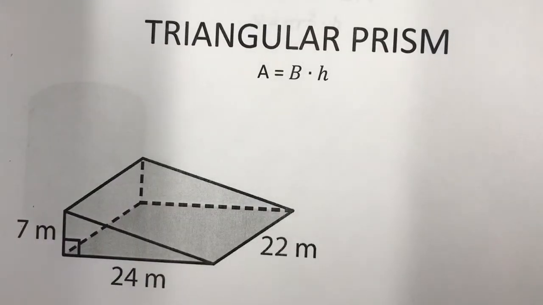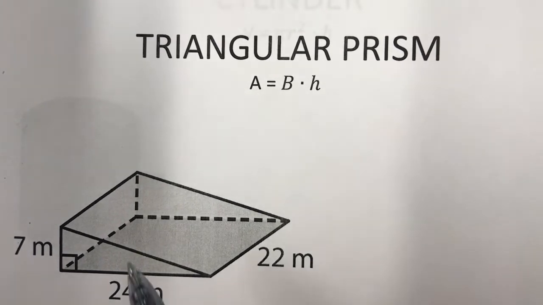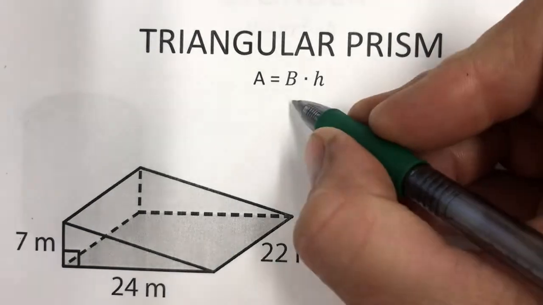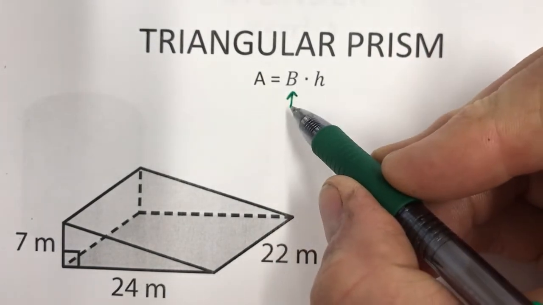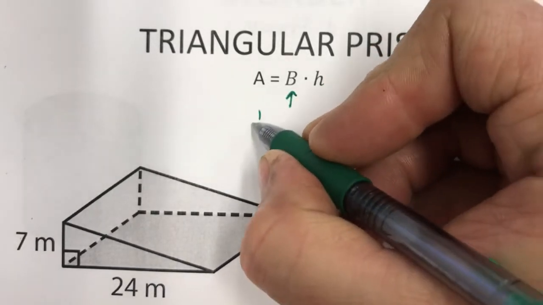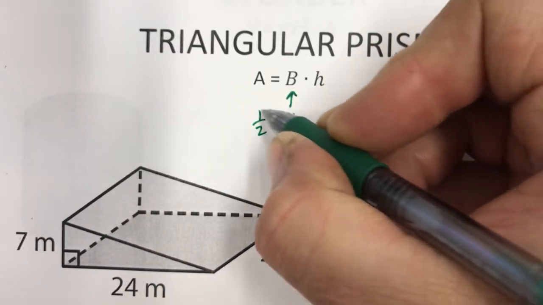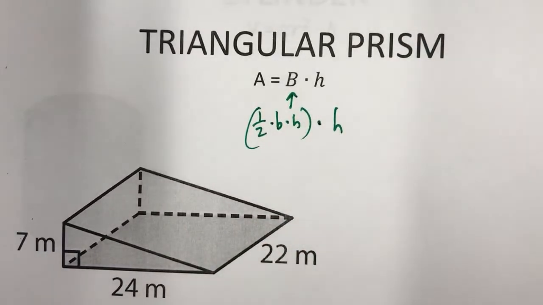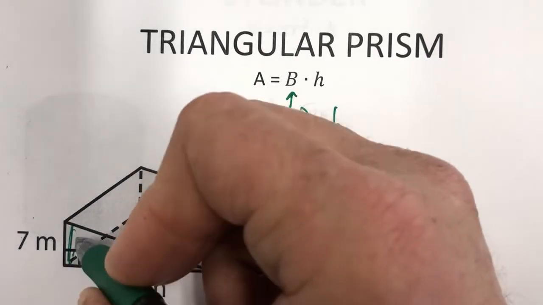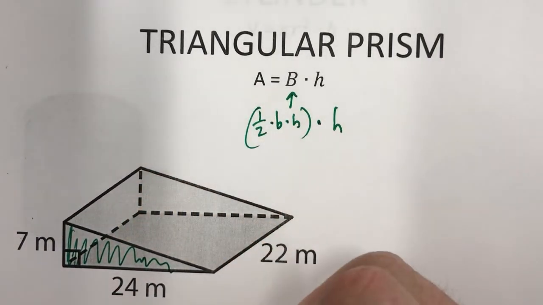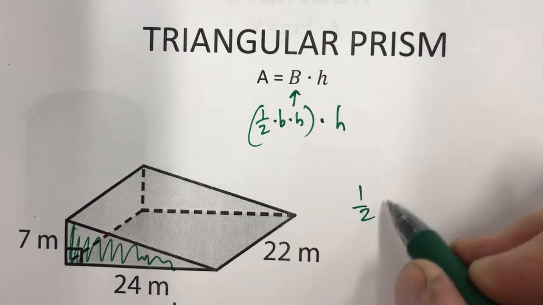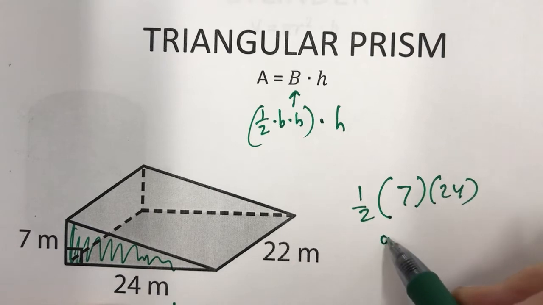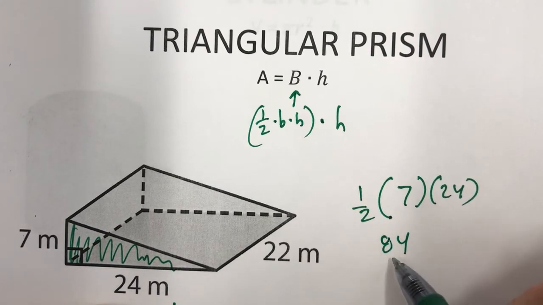But then you have triangular prisms, and you can't do that. This is a triangular prism where this triangle shape has to be the base. So this capital B, that's the area of your base, which is a triangle. The area of the triangle is 1/2 times base times height for the triangle. So on this one, here's my triangle for the base. So I do 1/2 times 7 times 24, which is 84. So this is the area of the base.